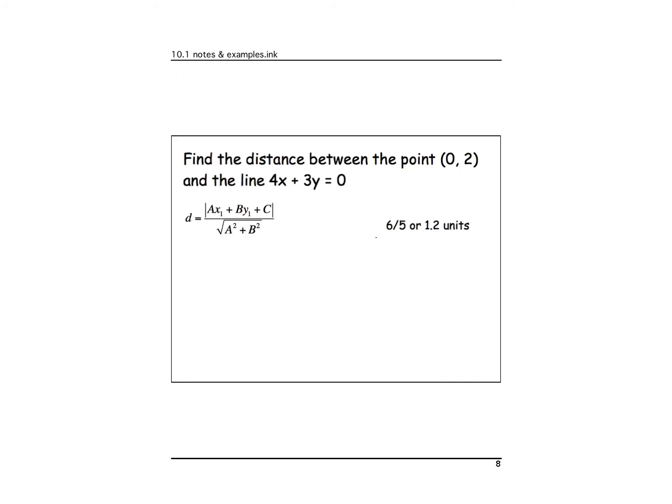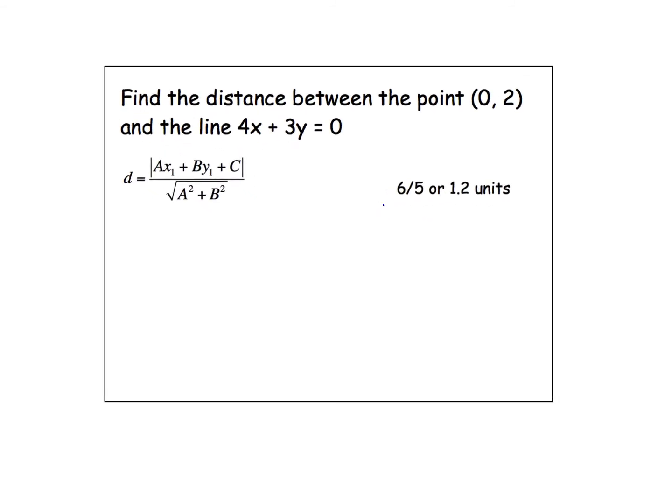So let's apply that example. Find the distance between the point 0, 2 and the line 4x plus 3y equals 0. So there is no constant term here, therefore c will take on the value 0. We've got the formula right here for us, so we have to extract key information. The a is the 4, the b is the 3, the x1 is the 0, and the y1 is the 2 from the ordered pair. And c again is 0, so we don't really need it. So those are the key values that we're going to plug in to figure out what this distance is.